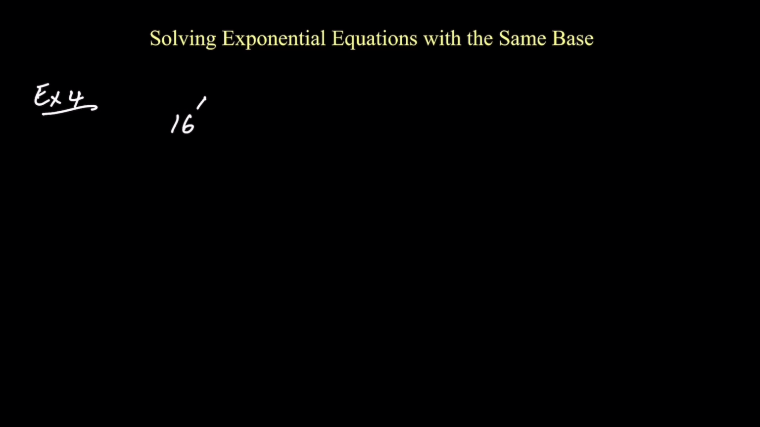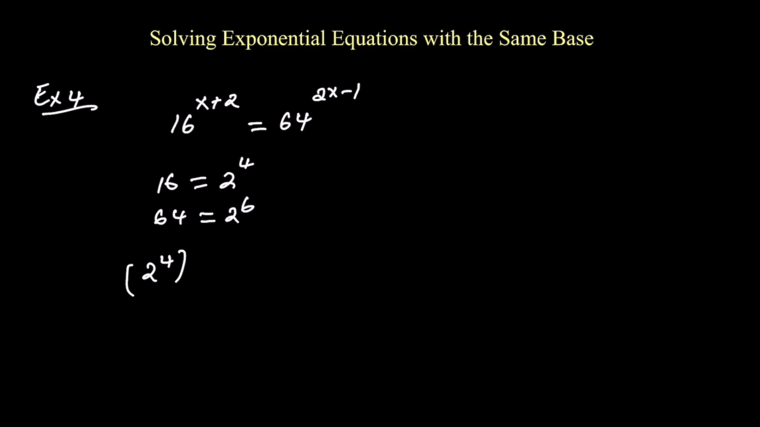Example 4. 16 raised to x plus 2 equals 64 raised to 2x minus 1. Neither base matches yet, so we rewrite both using base 2. 16 is 2 to the 4th. 64 is 2 to the 6th. Rewrite the equation. 2 to the 4th raised to x plus 2 equals 2 to the 6th raised to 2x minus 1.